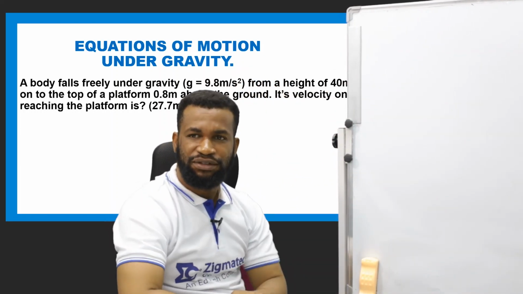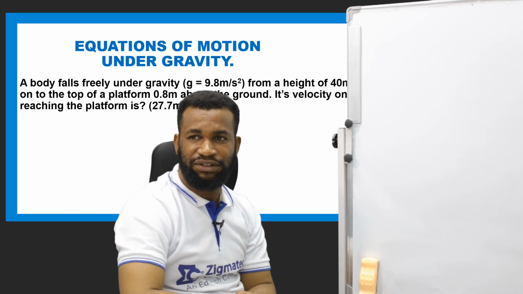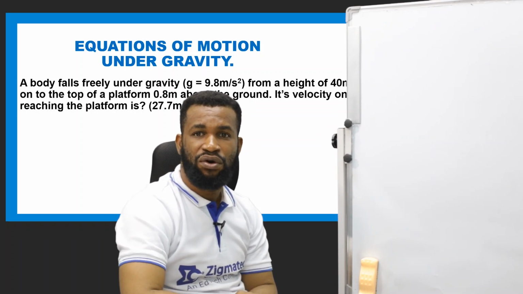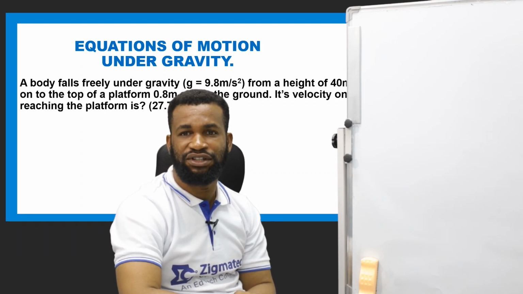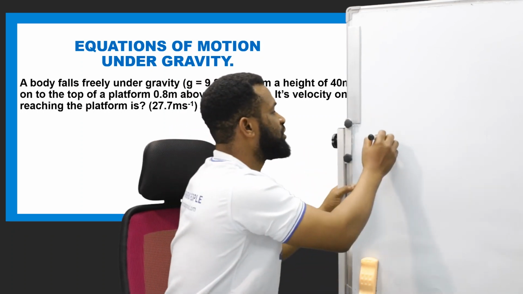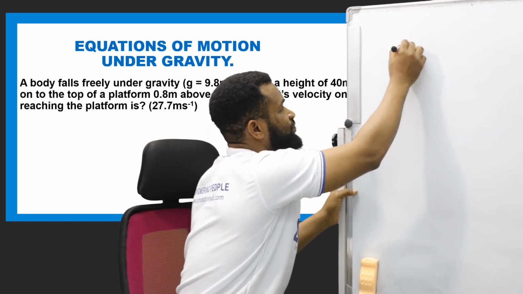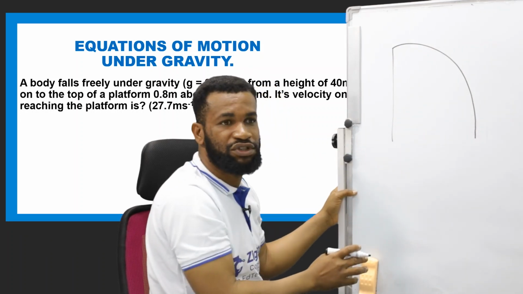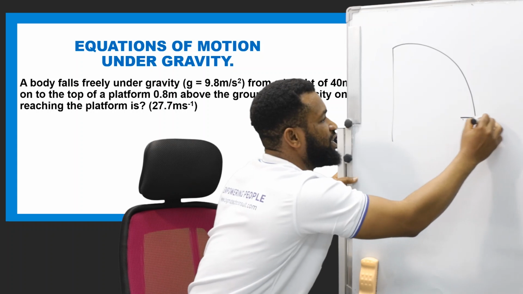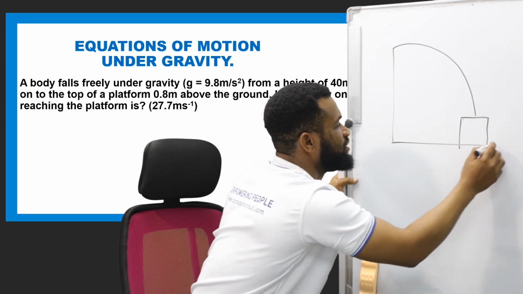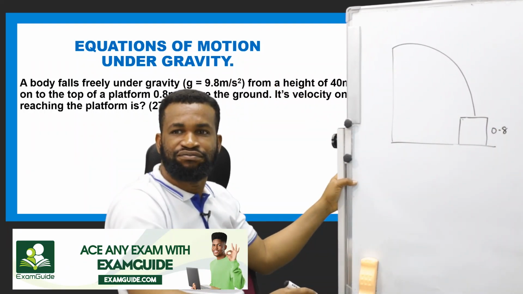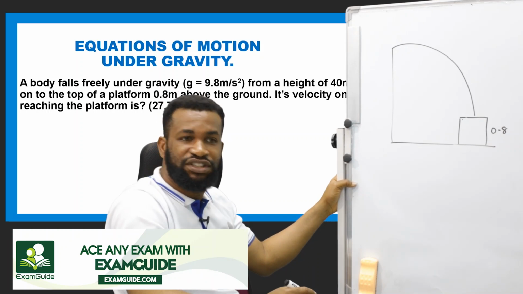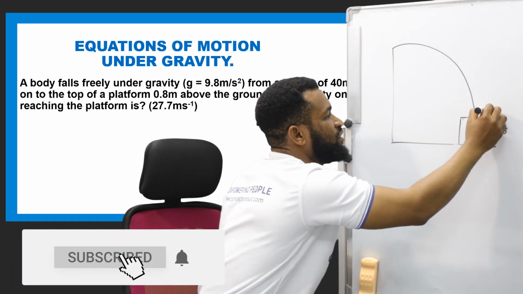A body falls freely under gravity from a height of 40 meters onto the top of a platform above the ground. Its velocity on reaching the platform is what we want. So the body is falling down, but it doesn't reach the ground because there is a little platform above the ground. This is the ground level, and this platform is 0.8 meters high. So we are talking about the velocity on reaching this platform.